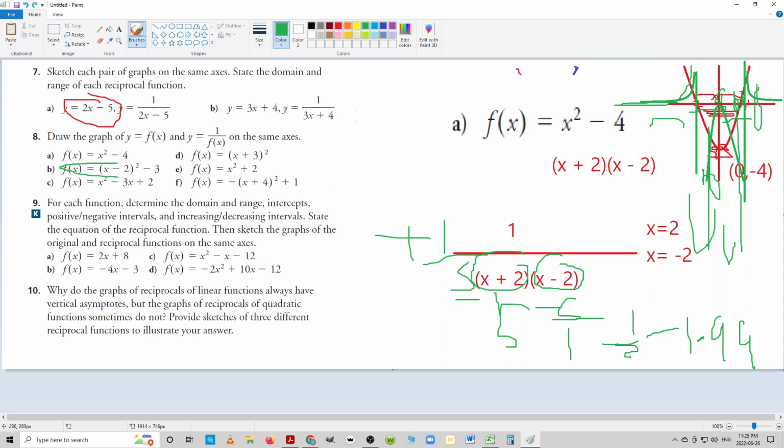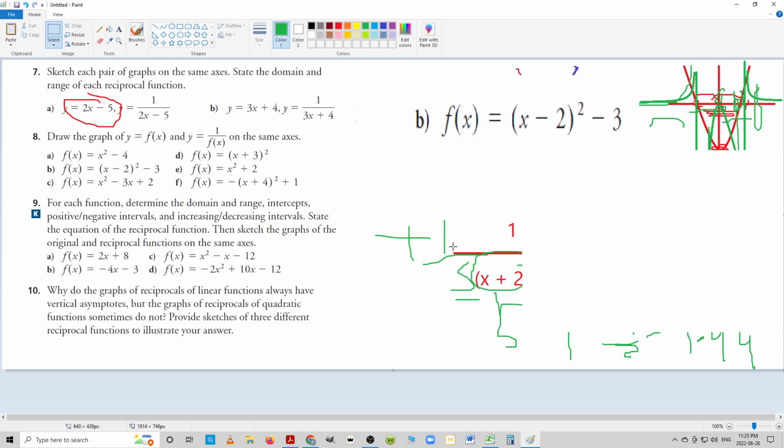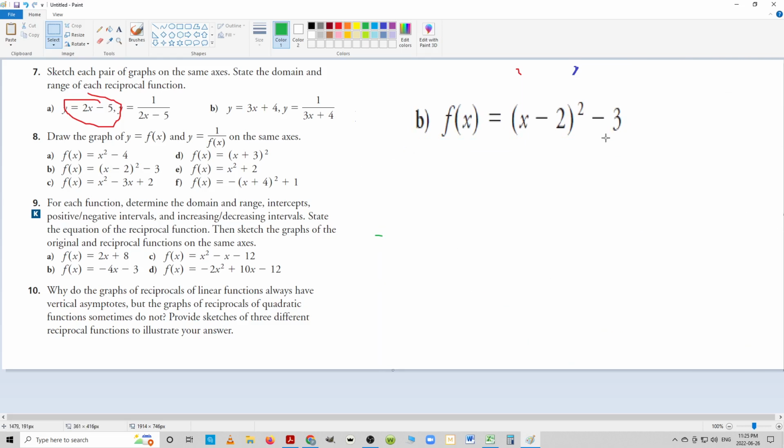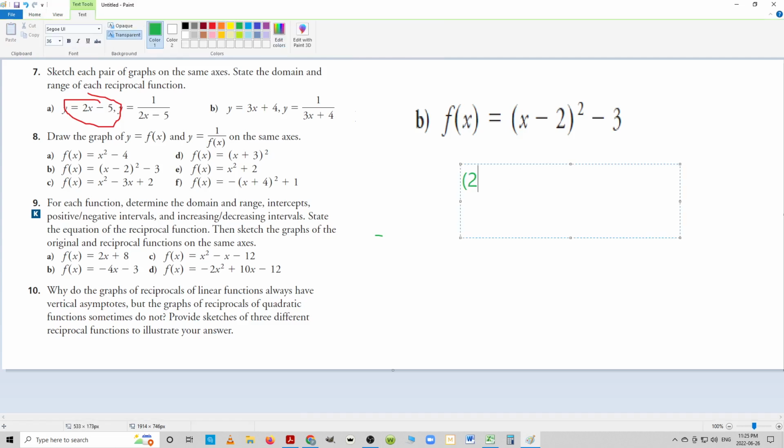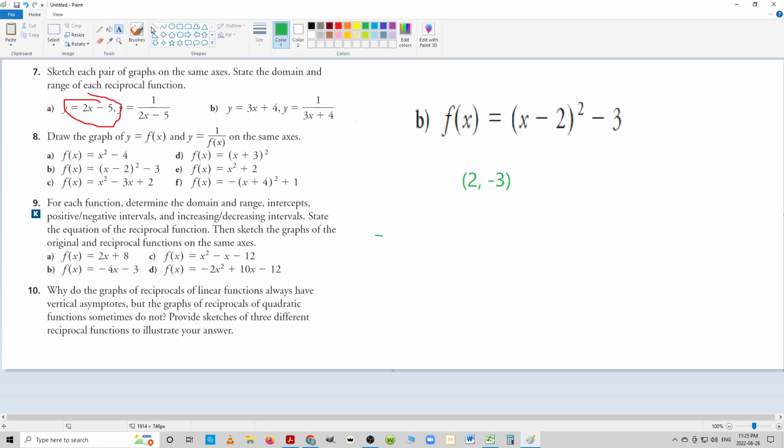Next one is B, another parabola. This time, where's the vertex of this parabola? Because they give it in vertex format, the vertex is clearly at 2, negative 3. Is that positive or negative? That's in the negative y values. Is this parabola facing up or facing down? It's facing up. So at 2, negative 3, this is where we'll find the vertex, and it's going to go something like that.